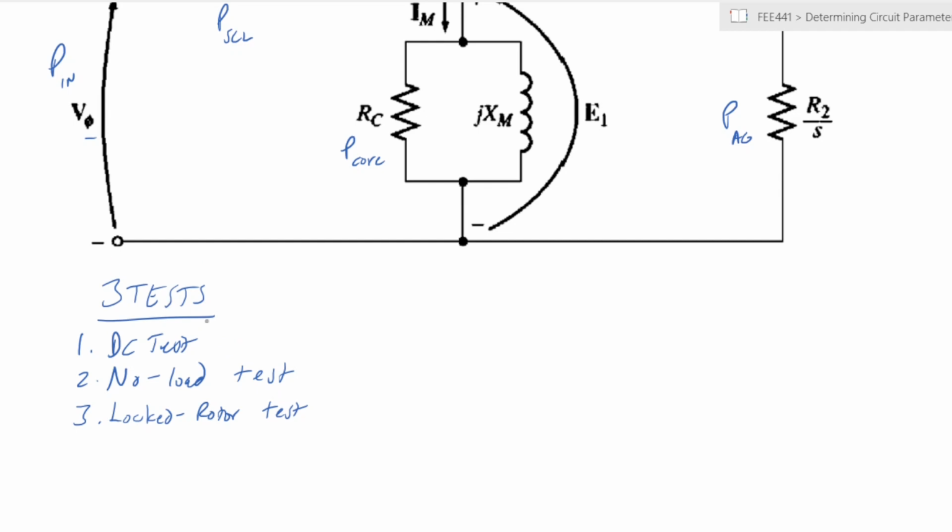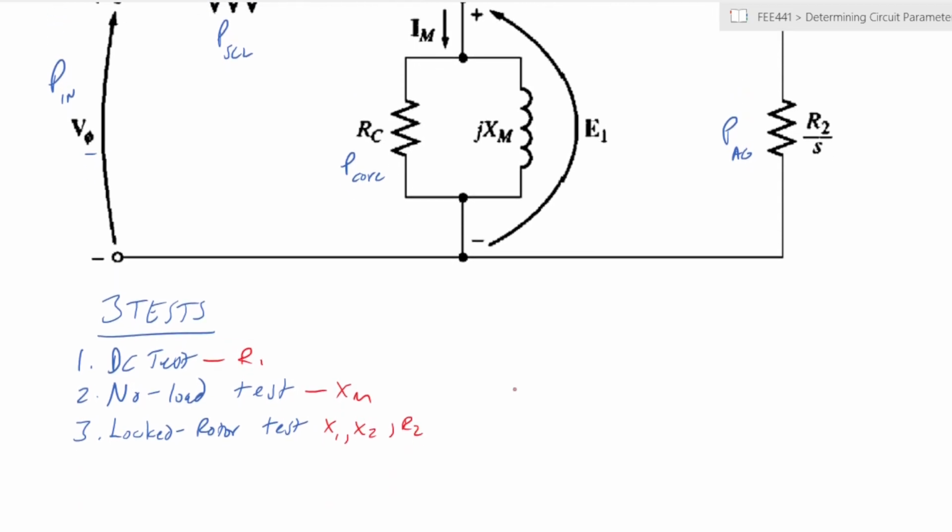By using these 3 tests in conjunction with each other, you can determine all the elements of the circuit. So the DC test will give you R1. The no load test in conjunction with the locked rotor test will give you the magnetizing inductance, and X1, X2, and R2 can be determined from the locked rotor test. And the no load test will also determine rotational losses.